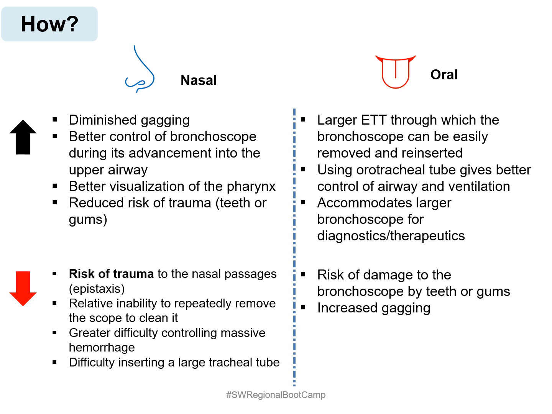The oral route similarly has its own set of advantages and disadvantages. Advantages include a larger endotracheal tube through which the bronchoscope can easily be removed and reinserted, and orotracheal tubes will also allow for better control of airway and ventilation and can accommodate larger instruments for interventions. Disadvantages of the oral route include risk of damage to the teeth and gums and increased risk of gagging.